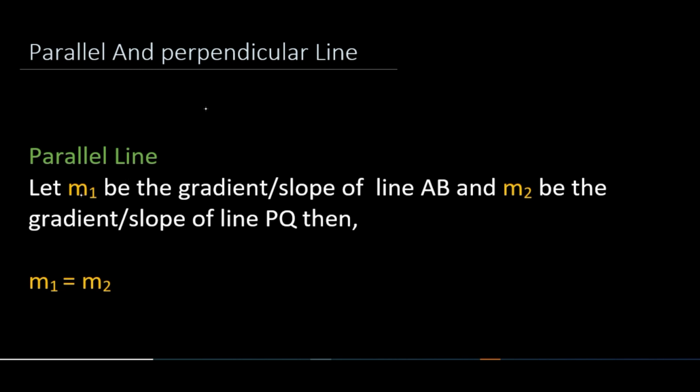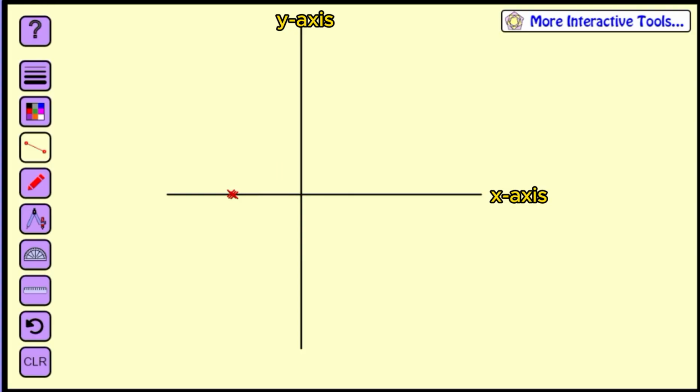We shall be looking at parallel and perpendicular lines. Let's look at a parallel line. Let M1 be the gradient or slope. The gradient or slope is the same thing; sometimes we use them interchangeably. Let M1 be the gradient of a line AB and M2 be the gradient or slope of line PQ. Then we'll know that the gradient of AB will be equal to the gradient of PQ. Let us look at this.